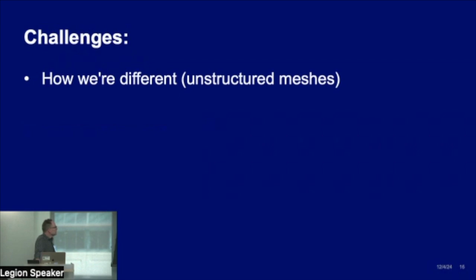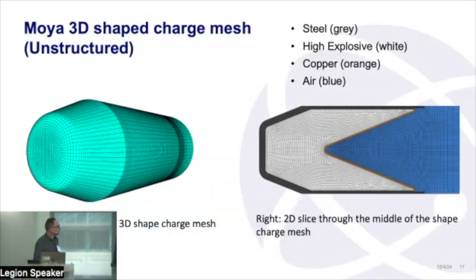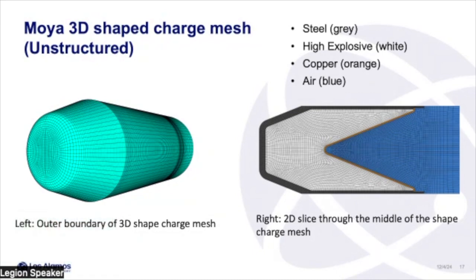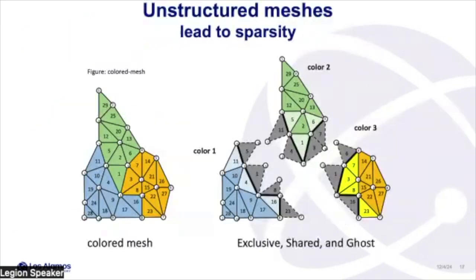So the big thing that's different is that we use unstructured meshes. Here's the mesh that was used for the shape charge calculation. On the right, you can see a 2D cross-section of it. So we have to deal with complex geometries, and unstructured mesh is the natural choice to take there. And I'm going to show you how that leads to sparse copies.